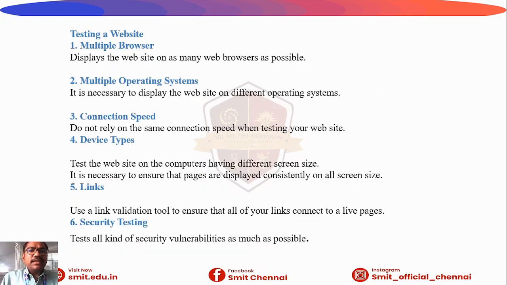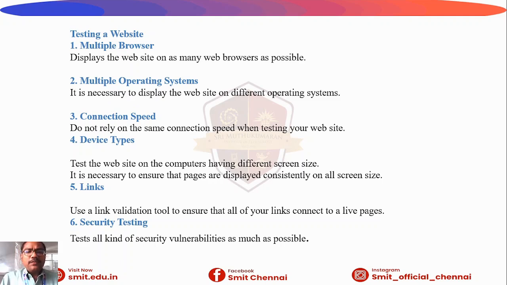Then next is testing the website. First one is running the website on as many browsers as possible. Secondly, use multiple operating systems to load the web page. Thirdly, check the connection speed when the web page is loading. Fourthly, test the website on different devices or different screen sizes. For example, you can run the web page on a desktop or a laptop or mobile or tab. So the screen size will differ. We need to check whether the website is running on all the screen sizes.